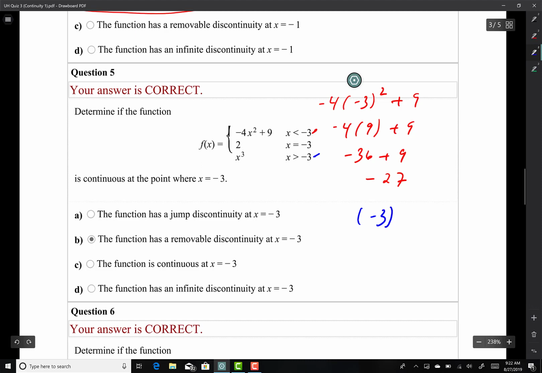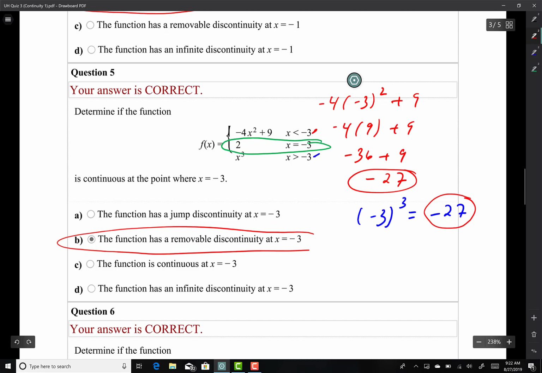Negative 3 to the third power is just negative 27. Okay, so the limit definitely exists, but are you continuous at negative 3? Well, notice that y value is not negative 27. That's just 2. So no, you're not continuous. You have a removable discontinuity. Now, how do you know you have a removable discontinuity? Because both y values approach the same, they converge at the same y value, guys. So that's how I know I have a hole.